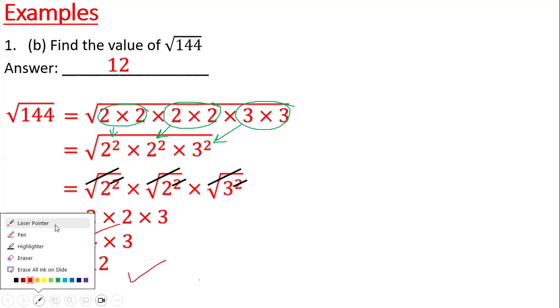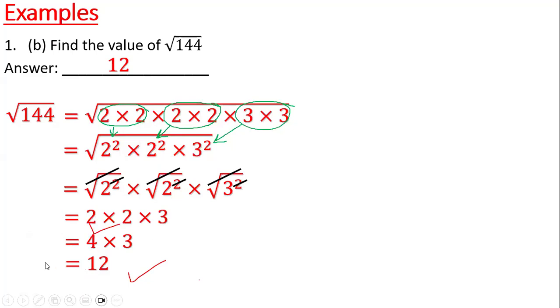But I didn't do it like that, though, Mr. Petit. I just count the twos, and the 3 comes together as 1. So I did 4 times 3 and I got 12.